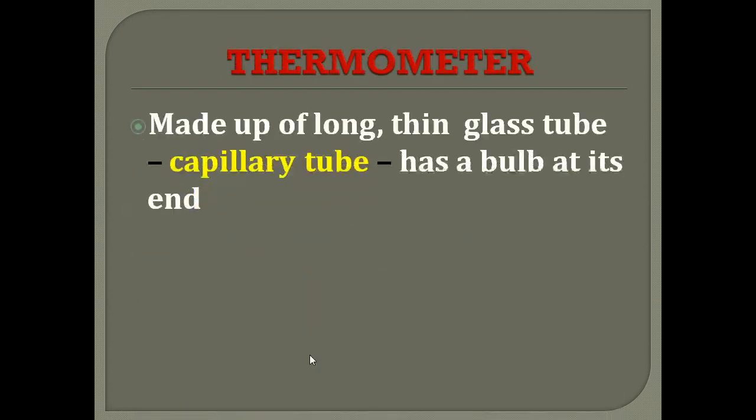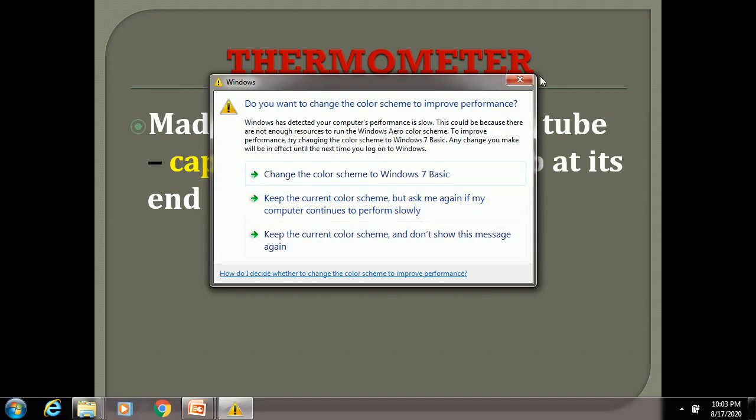So let us learn about the thermometer briefly. A thermometer is an instrument which is used to measure temperature. It is made up of a long thin glass tube called a capillary tube that has a bulb at its end.